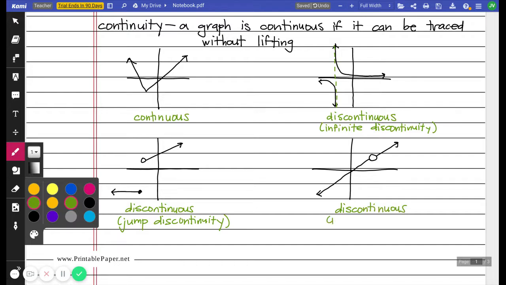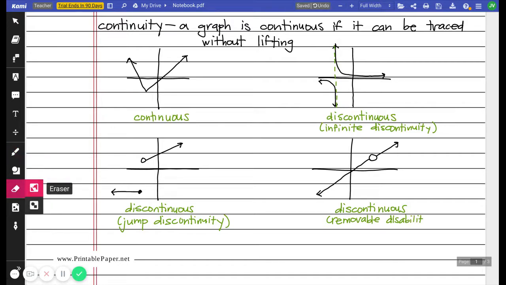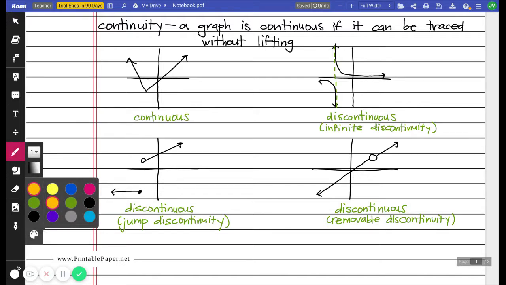We call this a removable discontinuity. You may also see it called fillable because we could plug a number in and it would be just fine. Discontinuity. Let's try that again. Discontinuity. The reason it's fillable is because we could actually put a point right there and fill it in, and then our graph would be totally continuous.